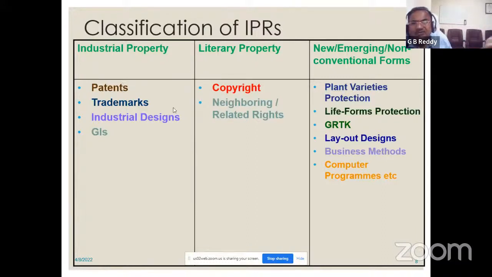The same is the case with trademarks. Apple is produced in an industry, and the mark, whether it is Apple or whatever it is, is applied in the industry. The same is the case with the designs as well as GIs. They come within the meaning of industrial property.